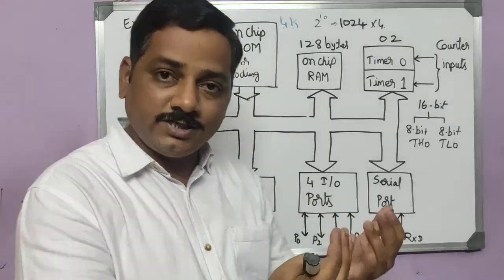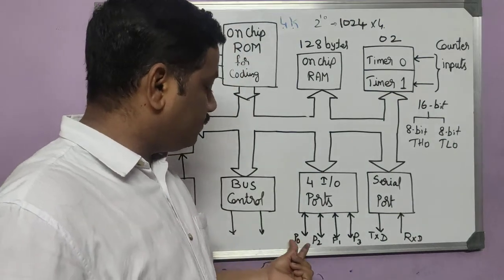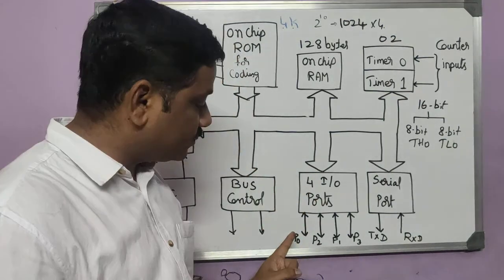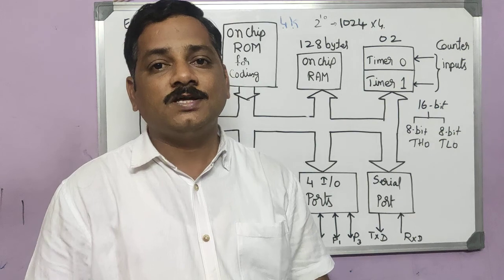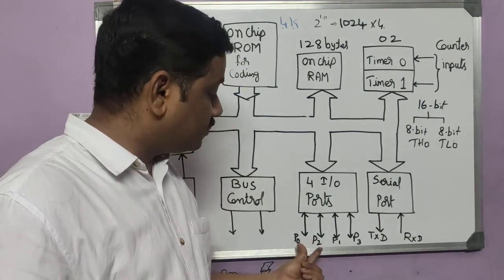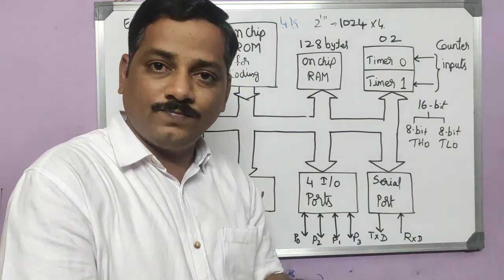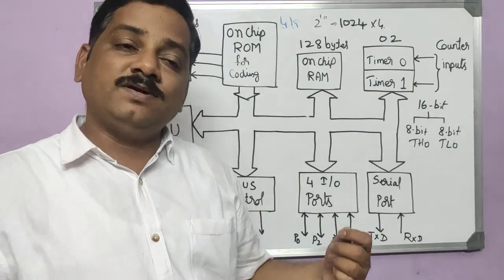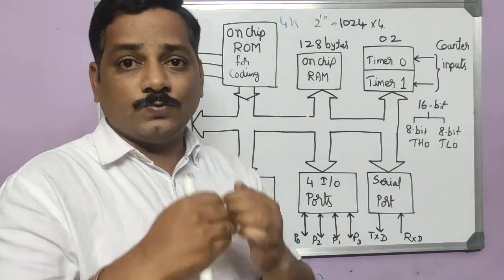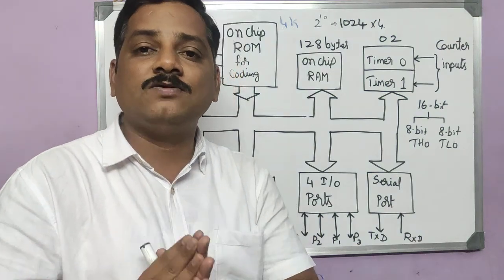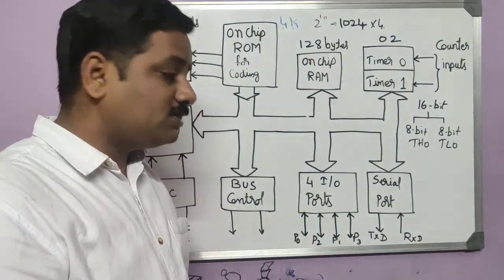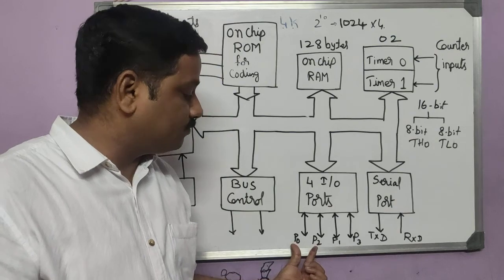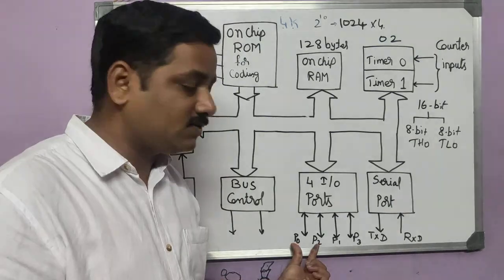When you want to fetch a 16-bit address, I have to make use of two ports because each port is 8-bit. So I use port 0 and port 2. We combine those two so that 8 plus 8 gives 16 bits, and using that 16-bit value, I can fetch the address. That is the reason I have mentioned port 0 and port 2 near each other, one after the other.